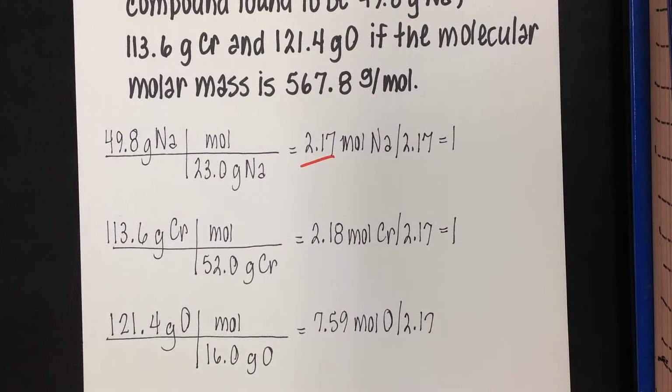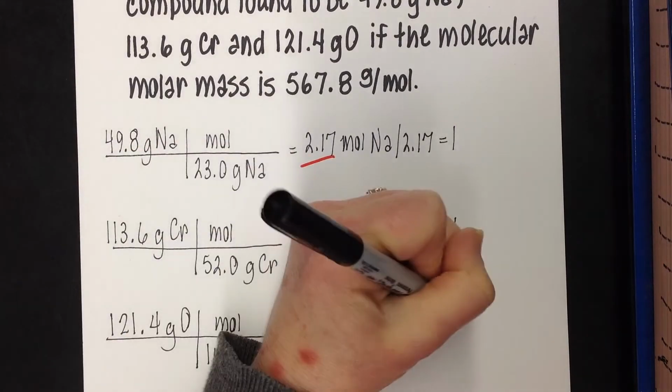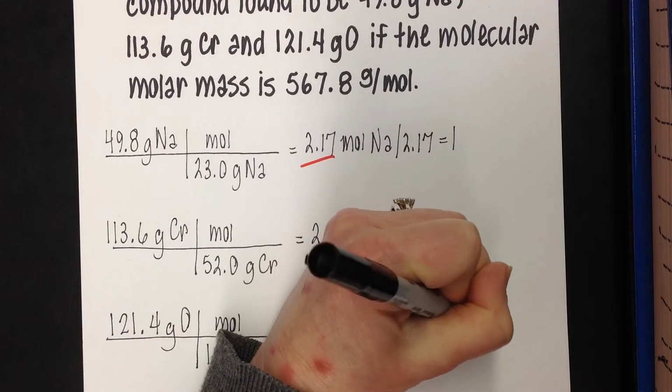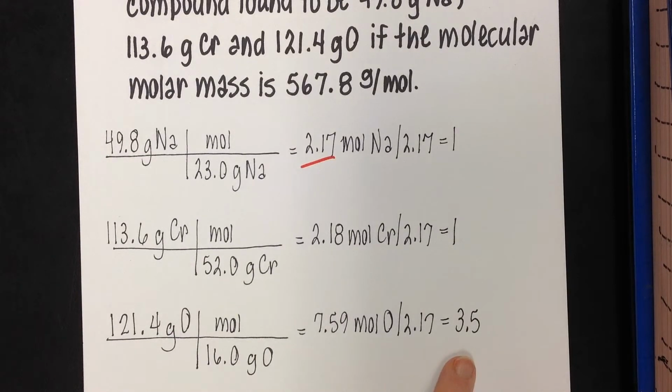And then we have this 7.59 divided by 2.17, and that's giving me 3.49. That's real close to 3.5. That is not high enough to round up, and it is not low enough to round down. So when I look at my answers, what I want here are whole numbers, and that's not going to work because I can't have half an atom. So you ask yourself, what is the smallest number I could multiply by 3.5 to get a whole number? And you know that answer is 2.